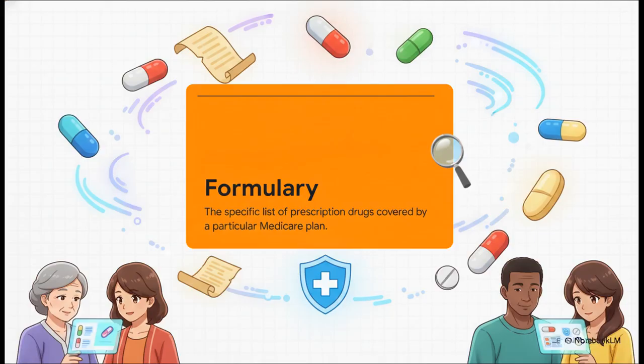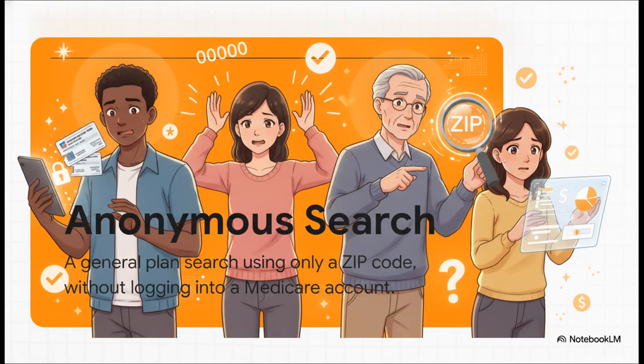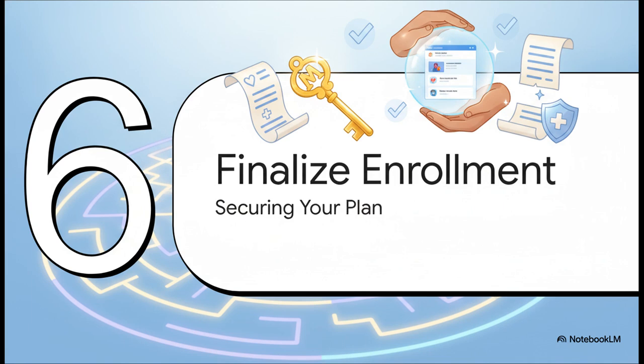Another really common issue is folks feeling stuck because they either can't find their Medicare card or they somehow get locked out of their online account. If that happens, don't panic. As we touched on earlier, an anonymous search is a fantastic workaround. You can still use the Plan Finder by literally just entering your zip code. Now, while it won't pull up your past claims history, it still provides excellent general cost estimates to help you shop around. Almost there. Section 6, finalizing your enrollment.